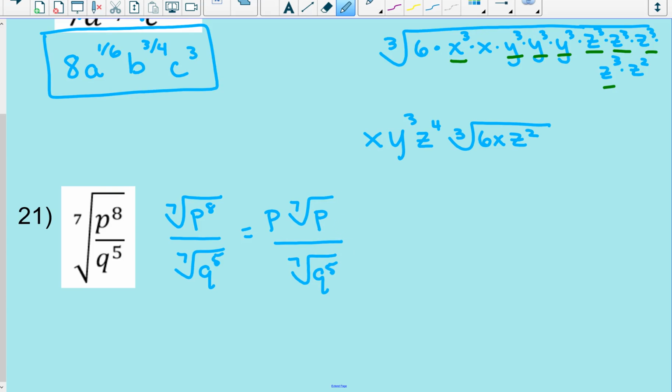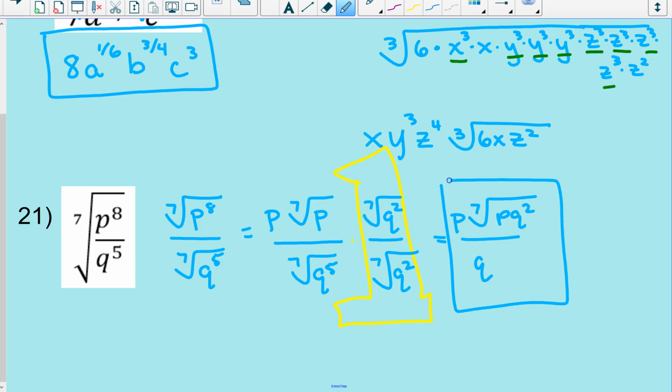So remember, we find that special form of 1 to multiply by, so that the denominator just becomes q. So we need a 7th root. We need q squared to multiply by q to the 5th to give us q to the 7th, which will have a 7th root of q. So our special form of 1 is the 7th root of q squared over itself. So then putting our numerators together, we get p times the 7th root of pq squared, and then that is over q.